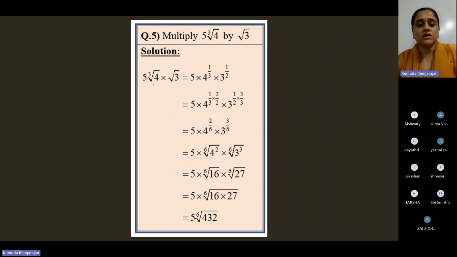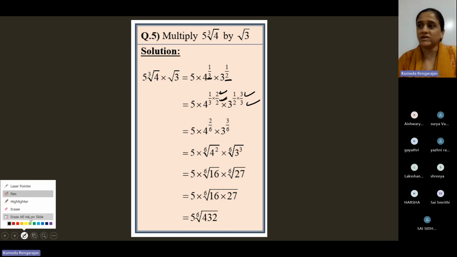So see here, cube root of 4 can be written as 4 to the power 1 by 3. And square root of 3 can be written as 3 to the power 1 by 2. Now we will have to bring it to order 6. How will the denominator 3 become 6? Multiply and divide by 2. How will the denominator 2 become 6? Multiply and divide by 3.